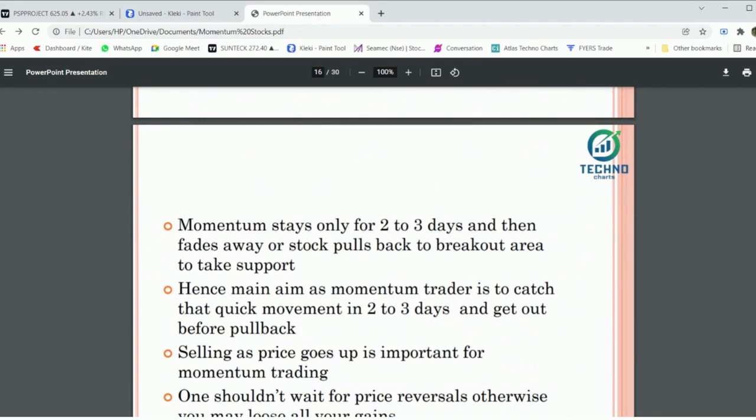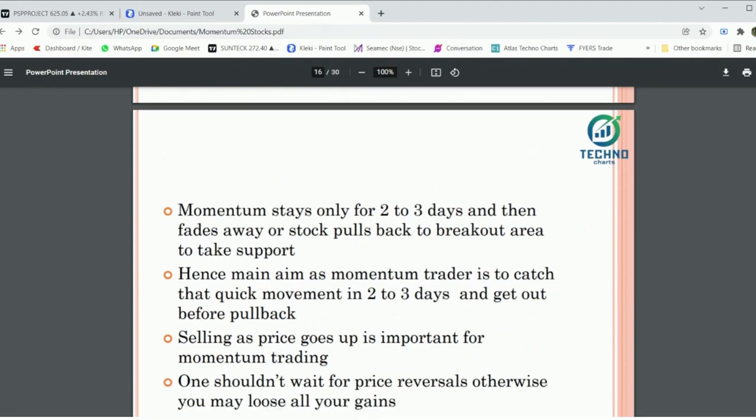Hence, the main aim as a momentum trader is to catch the quick move in 2 to 3 days and get out before a pullback. Okay, so if you don't want to wait for the pullback, then your main aim is to just directly take a target of 10 to 15%, enter into the trade and exit before your stop loss hits or before the retest happens.